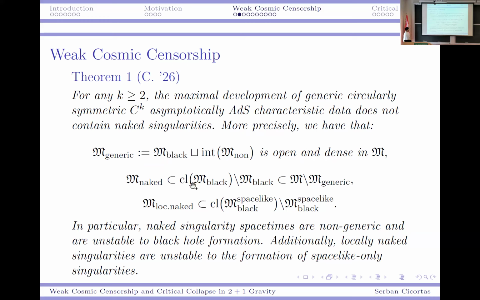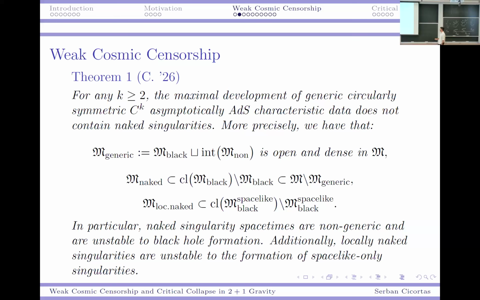So we show that M naked is contained in the closure of M black minus M black, which is further contained in the complement of M generic. So the first inclusion says that naked singularity spacetimes are unstable to black hole formation, right? So M naked is contained in the closure of M black. And then the second inclusion says that naked singularity spacetimes are non-generic because, again, M naked is in the complement of M generic, and M generic is an open and dense subset of M.